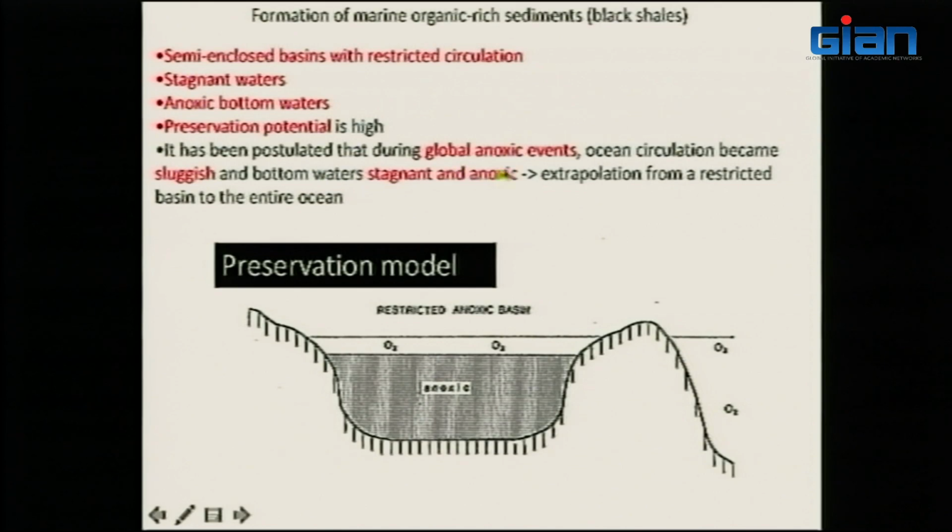It's been postulated that during global anoxic events, ocean circulation became very sluggish and bottom waters were stagnant and anoxic. So you can extrapolate that from a restricted basin to the entire ocean, for example, during the Permian-Triassic mass extinction that we have seen. This preservation model is probably one of the best explanations for the black shale deposited during the Cretaceous, but not only. It's probably both of them.